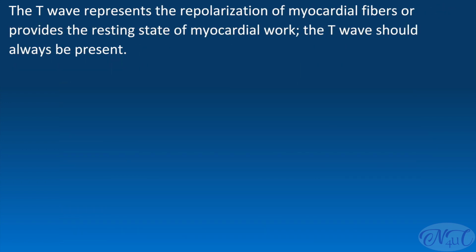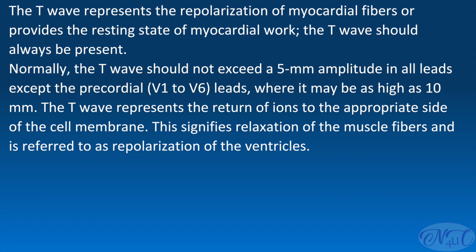The T wave represents the repolarization of myocardial fibers, or the resting state of myocardial work. The T wave should always be present. Normally, the T wave should not exceed 5 mm amplitude in all leads except the precordial V1 to V6 leads, where it may be as high as 10 mm. The T wave represents the return of ions to the appropriate side of the cell membrane. This signifies relaxation of the muscle fibers and is referred to as repolarization of the ventricles.